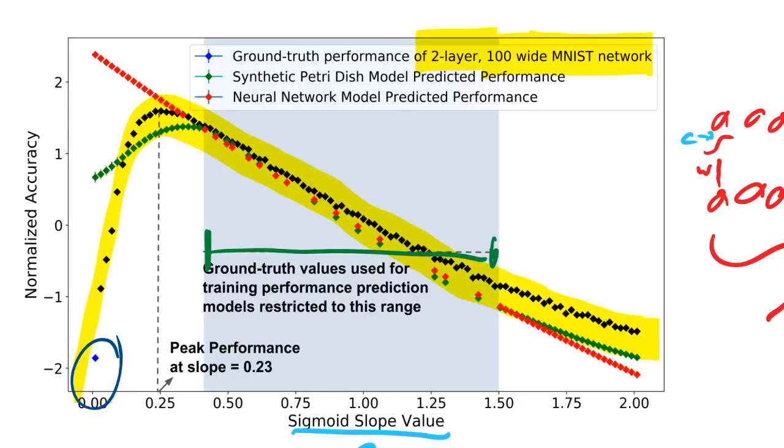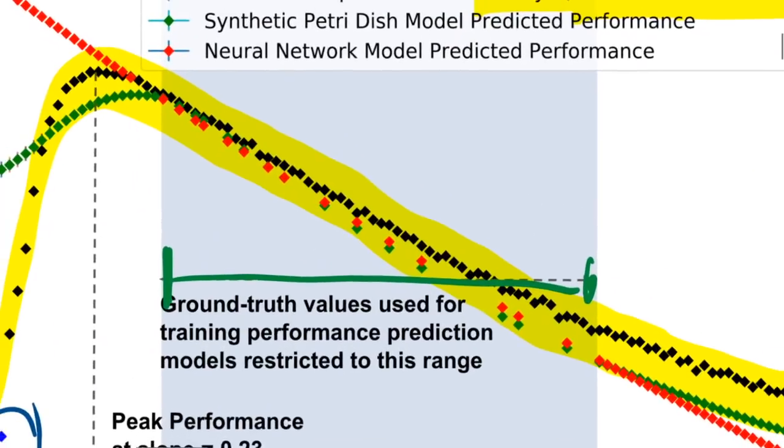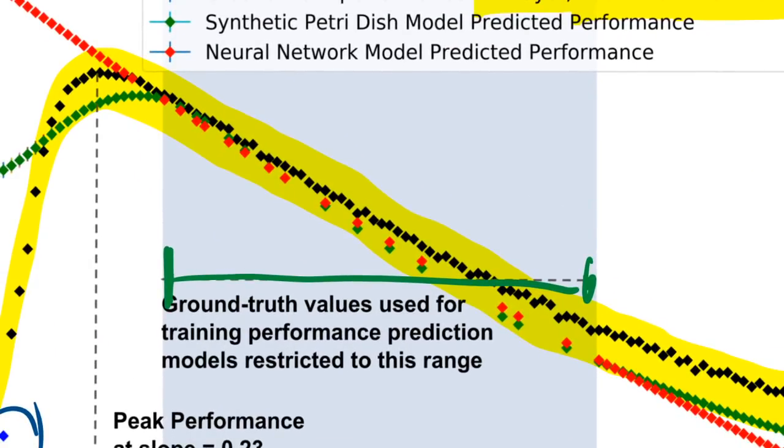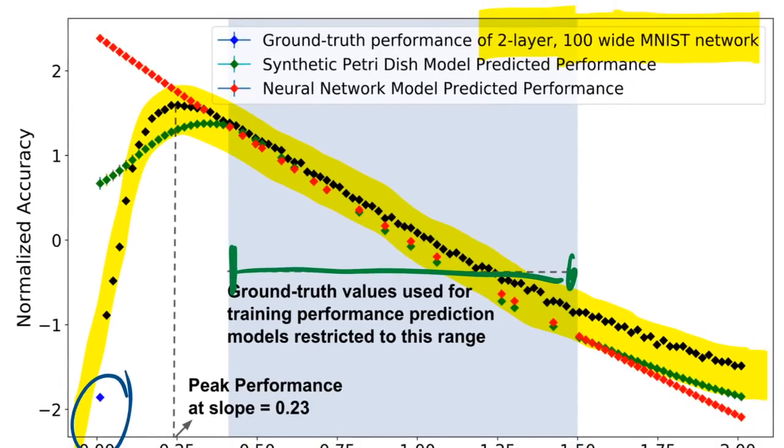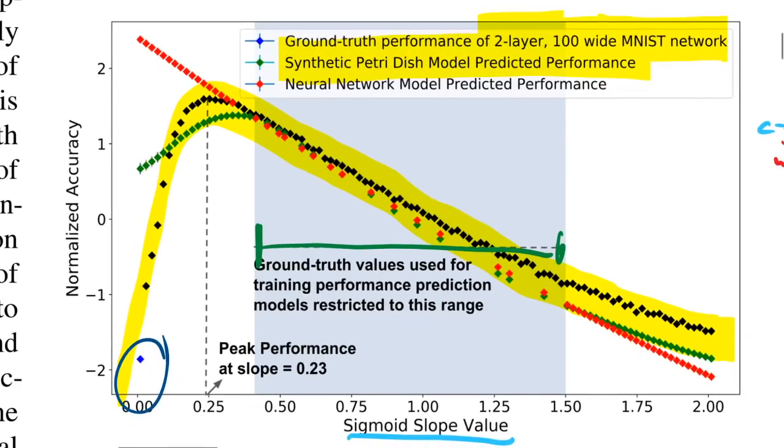So the criticism about these models is valid, that they will only work where you give them training data. They can at best interpolate their training data, but they can't really extrapolate. Now here, since the synthetic Petri dish method, which is the green thing here, uses the actual nonlinearity that this thing characterizes.